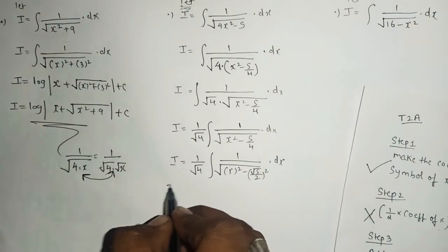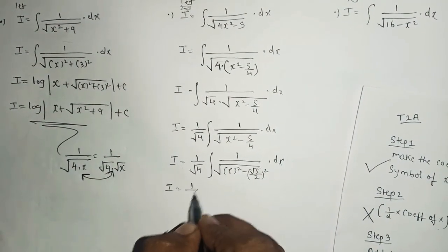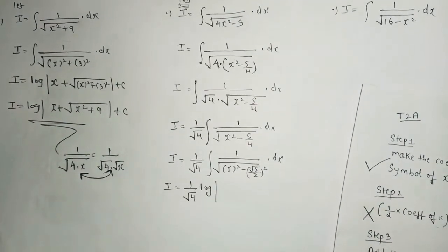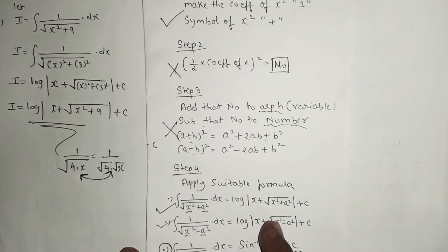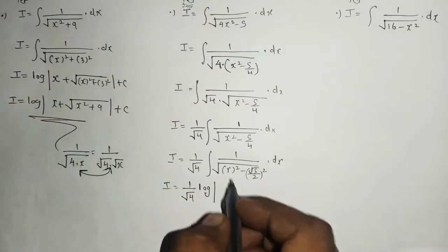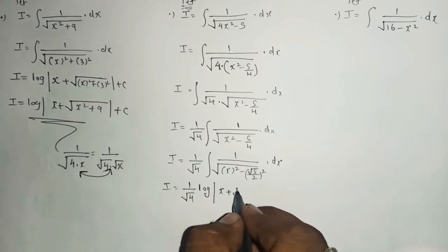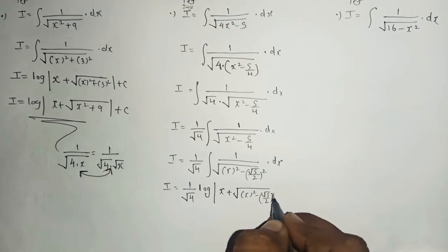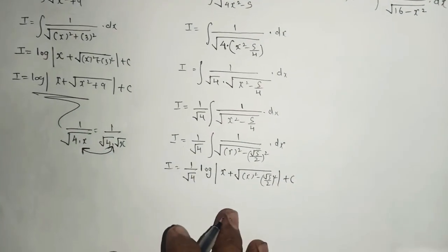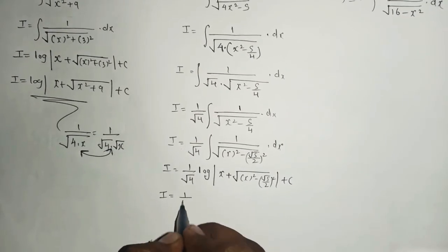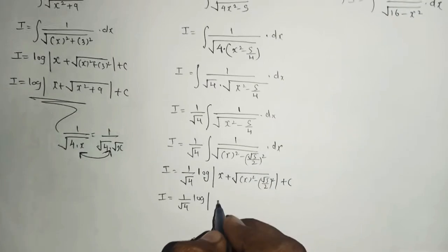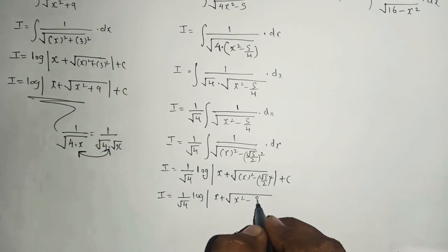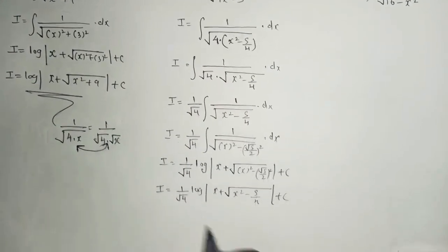So what about this 1 upon root 4? It will be the same till the last step, yes or no? As I had explained in many sums, log mod x plus. So what is there in place of x? It is x only. X plus root, the same part will come. Okay, so the next, this will be I equals 1 upon root 4 log mod x plus root x square minus root 5, we can write as 5, and 2 square is 4. That's it.